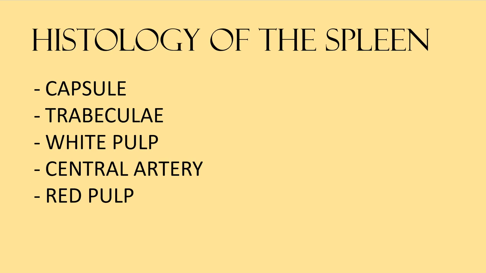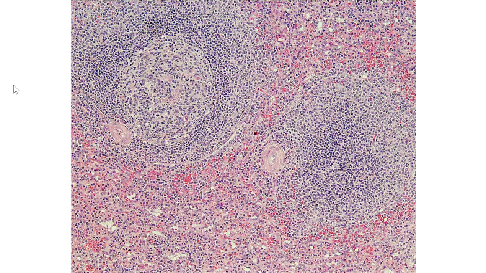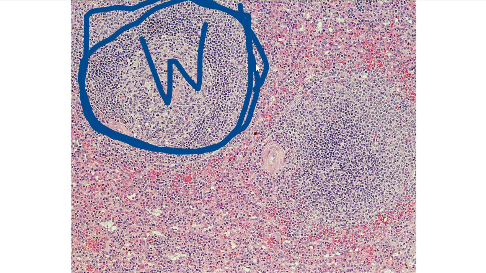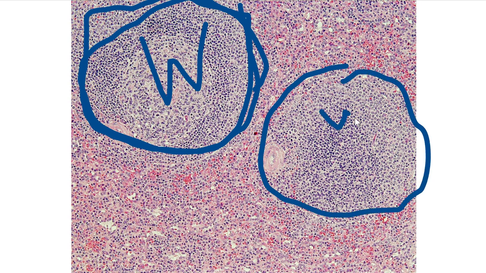Okay, so this is an awesome picture when we're trying to find these. So this darker region would be our white pulp. So I'll put a W. This would be white pulp here. And then all around the white pulp is our red pulp. Inside of our white pulp, we find our central artery.